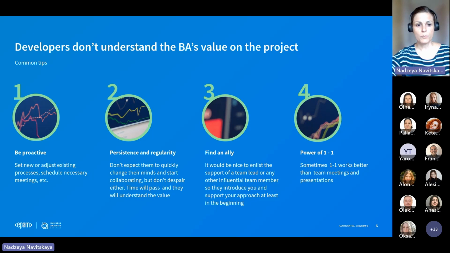You can adjust processes if needed, schedule necessary meetings, even if the team never had those meetings before, for example, or never invited some people before. Or don't be shy to speak up and say that probably some people are not necessary for these meetings, so we can have meetings without them. Just be proactive. And the next tip is persistence and regularity.